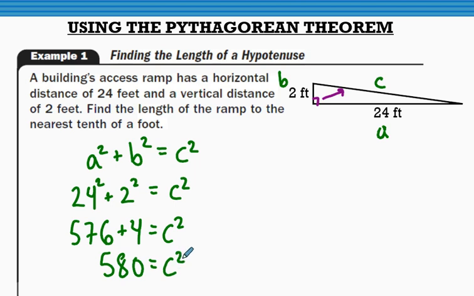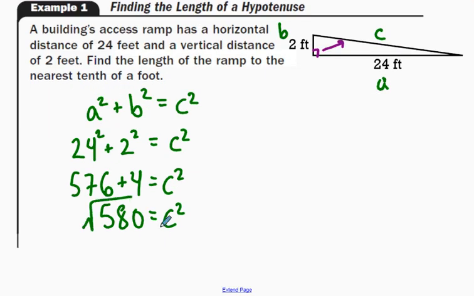And now how do I solve? I use what we used all chapter. I take a square root. And when I take a square root, normally I would write two answers, but in this case, we're talking only about positives.